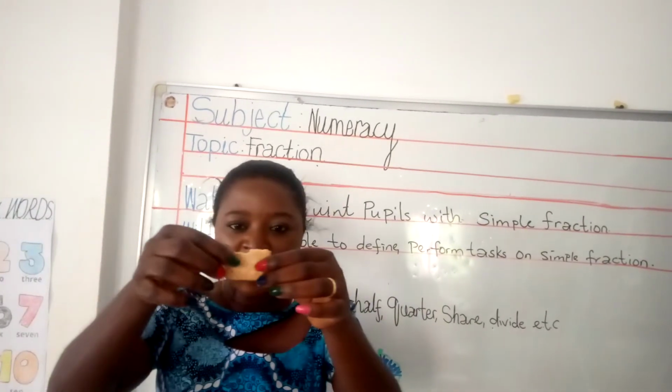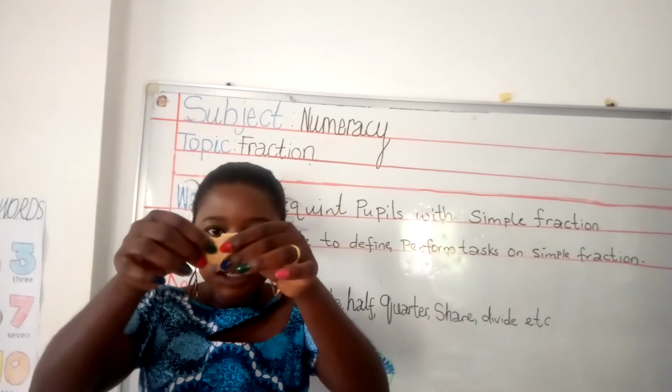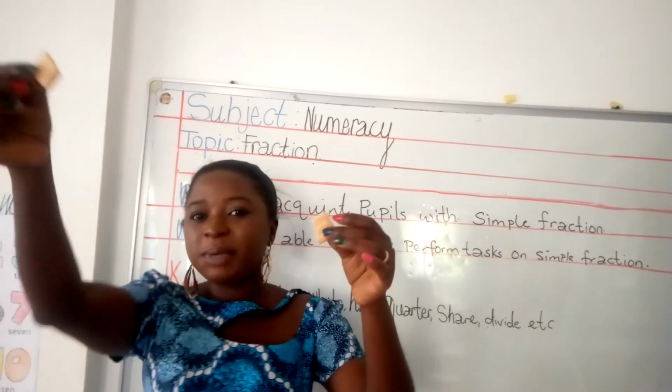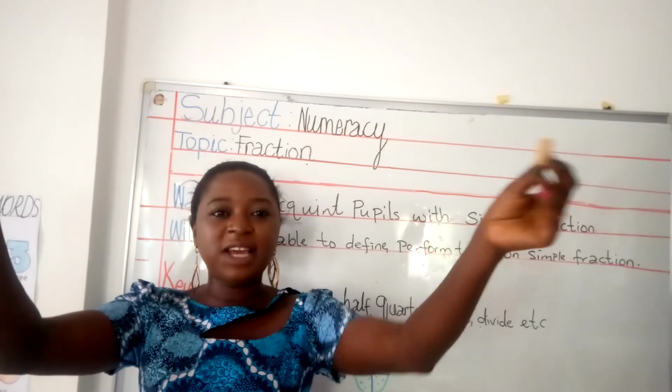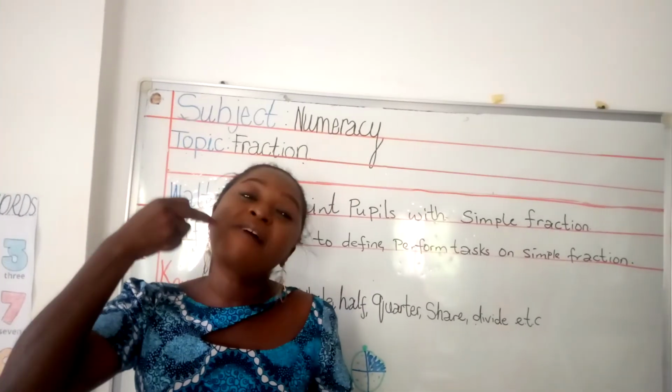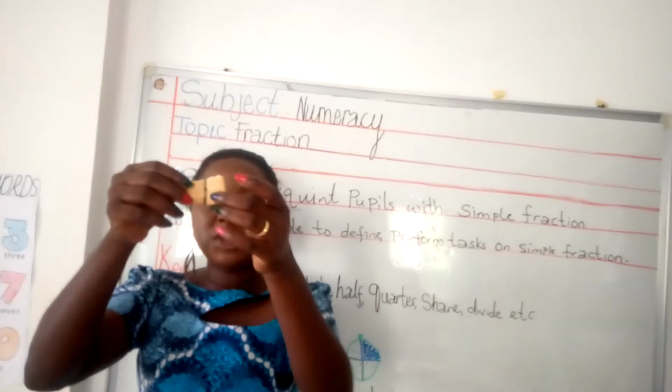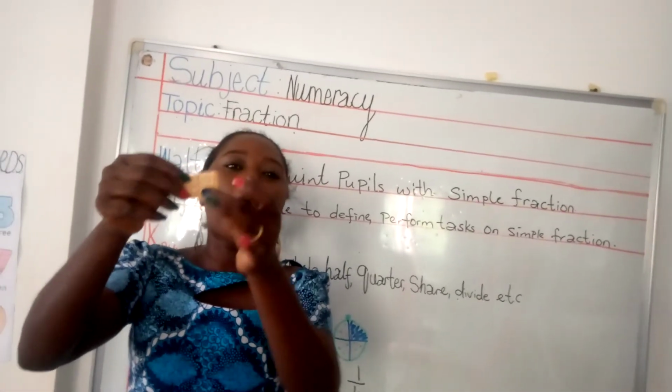Half. So now I'm going to give Miss Evelyn and Auntie Rebecca quarter, quarter. Auntie Rebecca, here is yours. Miss Evelyn, here is yours. Quarter. So you see, I've eaten half. This is quarter, quarter. If you put them together, it will become half.